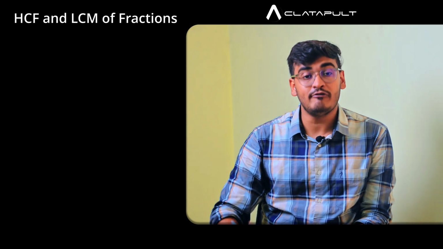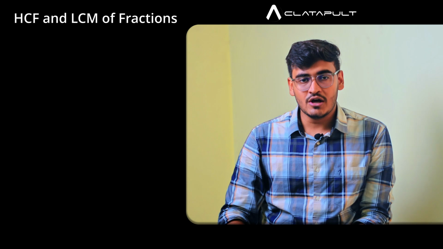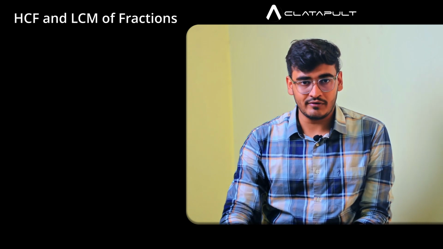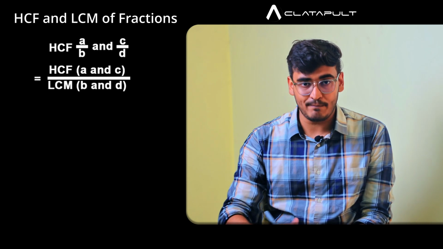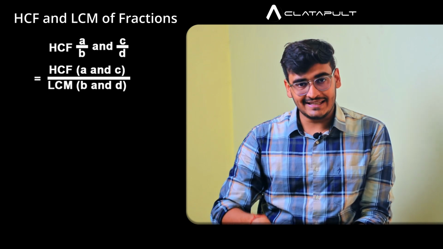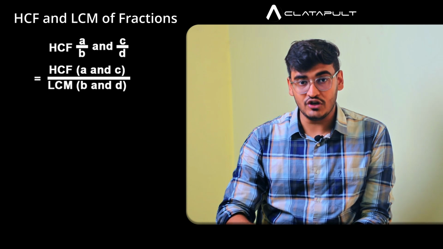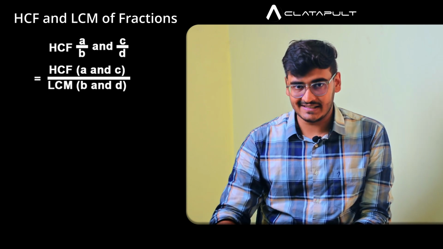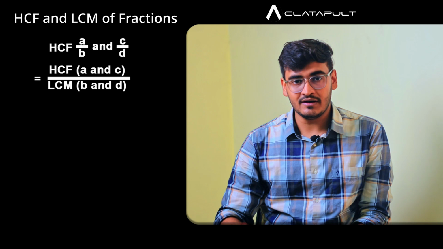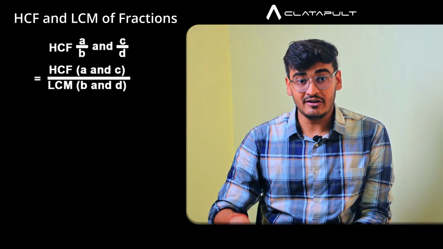The second concept that I want to discuss right here is the concept of HCF and LCM of fractions, right? I have seen a number of students getting confused on this concept. So HCF of two fractions, how do we find this out? If there's a fraction A by B and C by D, and you have to find the HCF of that fraction, then we will find the HCF of the numerators, which is A and C, and we will divide it by the LCM of the denominators, which will be B and D, right?